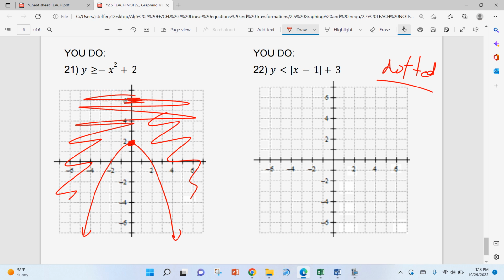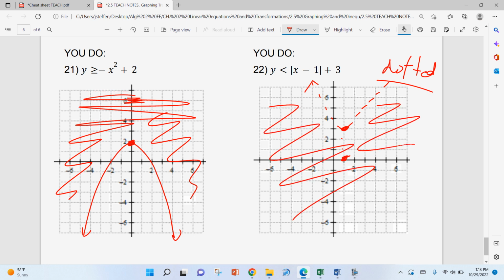And I'm going to the right 1 and then up 3. And then this is your V shape. And Y is less than, so again, we shade below. So you go below that main point. Okay. Again, if you need to rewatch that, you can. If you need to go back and just look at parts of it, make sure you do that.